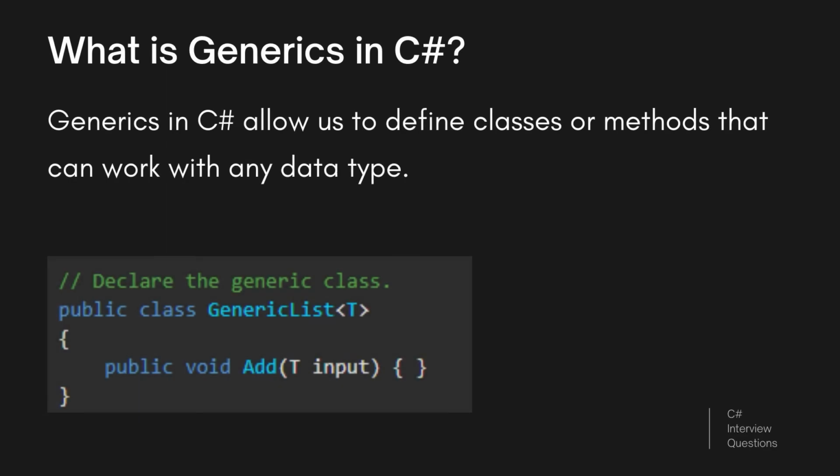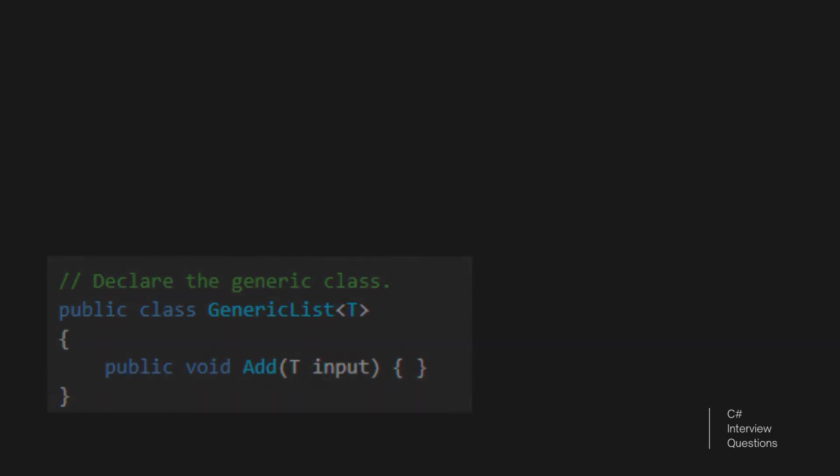What is generics in C#? Generics in C# allow us to define classes or methods that can work with any data type. You can see a generic class here.